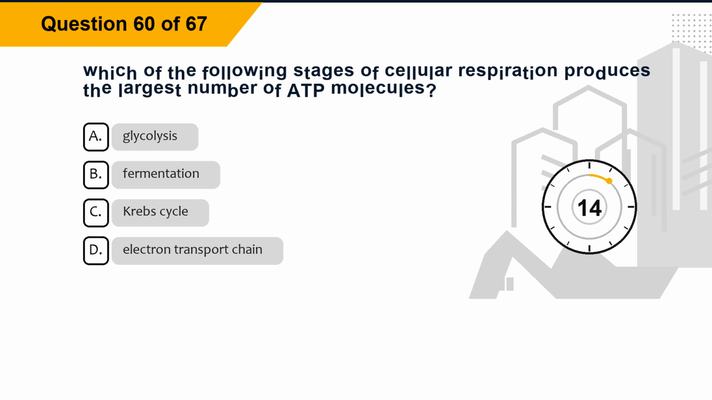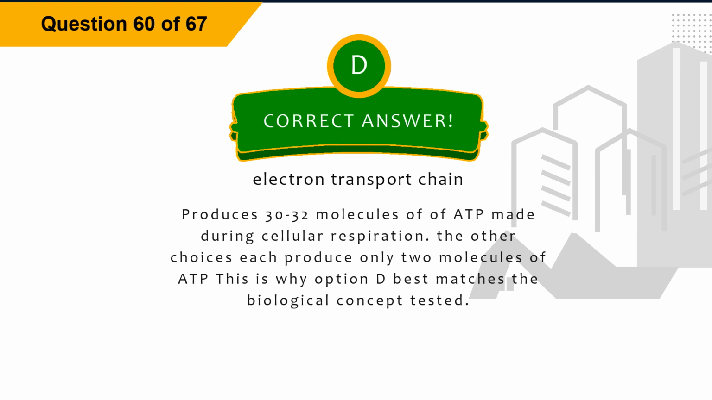Which of the following stages of cellular respiration produces the largest number of ADP molecules? Option A, glycolysis. Option B, fermentation. Option C, Krebs cycle. Option D, electron transport chain. The correct answer is option D, electron transport chain.